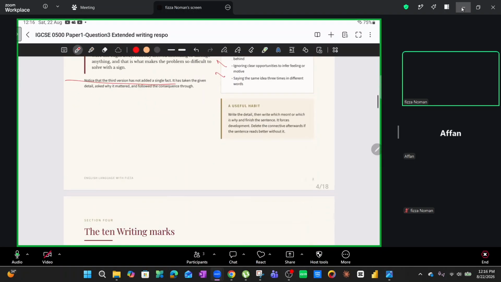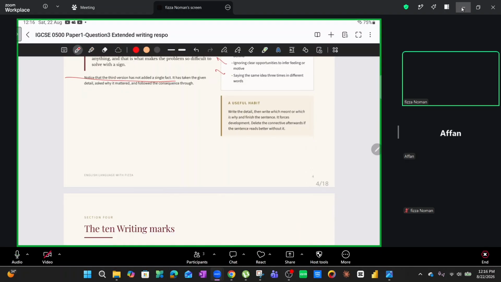So, a useful habit would be write the detail, then write which meant or which is why, and finish the sentence. It forces development. Delete the connective afterwards so the sentence reads better without it, but that's a secondary thing to do. But yes, at this point, this is what you need to understand better. I think when we work on this, it will make more sense.